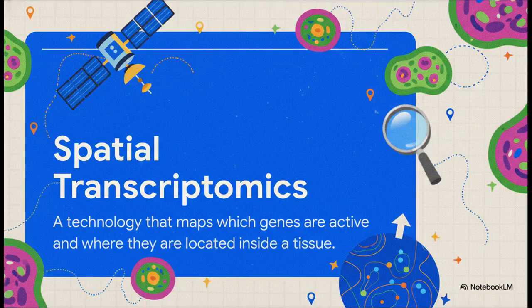Now, to get how SpatialZ works, we first got to talk about the amazing tech it's built on, spatial transcriptomics. Just think of it like a biological GPS. It doesn't just tell you which genes are turned on in a cell, it tells you exactly where that cell is. It literally creates a map of genetic activity inside a tissue.